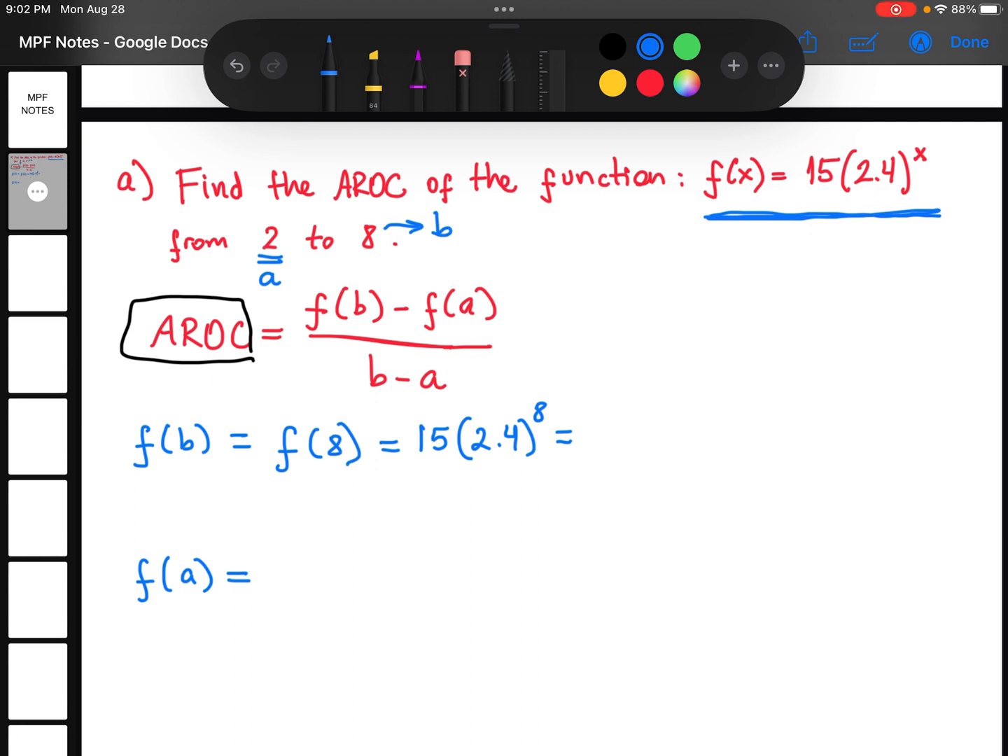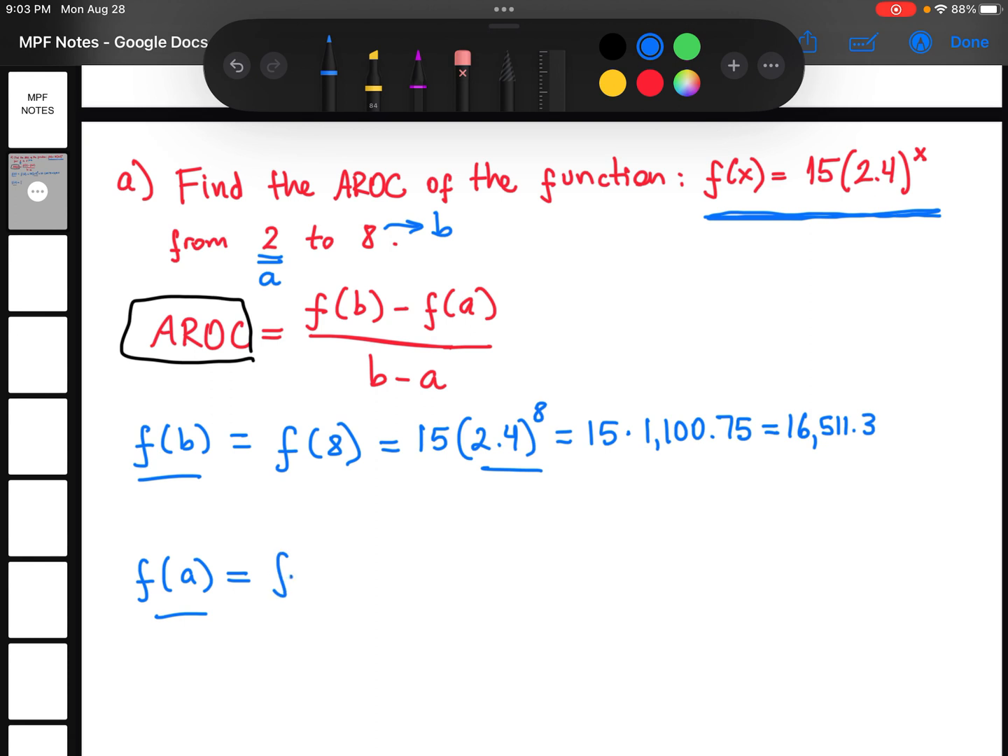All right? Now, we just need to make the corresponding calculations following the order of operations. I'm first going to do the 2.4 raised to the power of 8. So this is going to be 15 times 1100.75. And then I do this multiplication, and what we're going to get is 16,511.30. So we already have f of b. Now we calculate f of a.